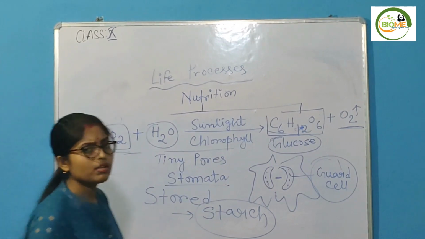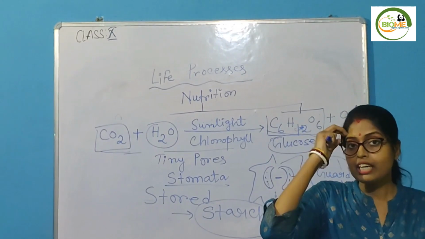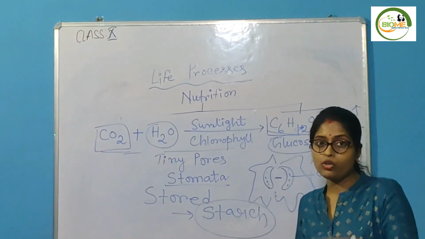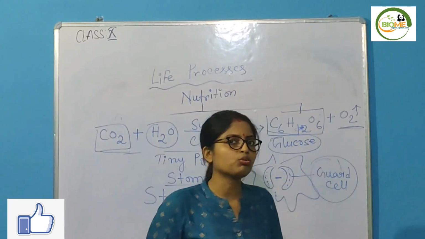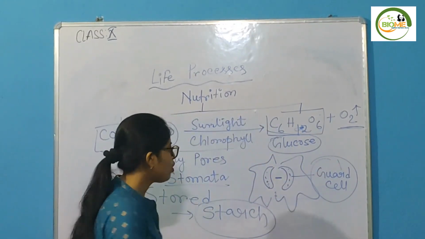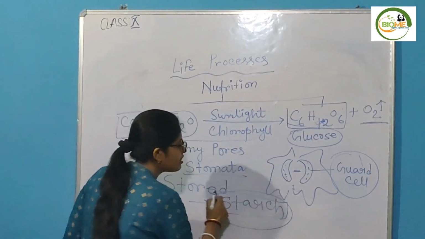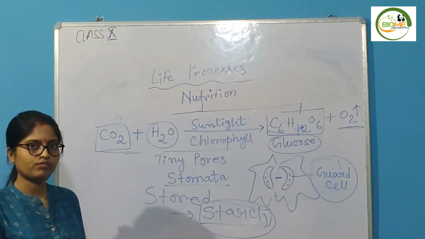So suppose, with a potato in the lower classes, you already did this experiment. You slice the potato and put some iodine solution on it. It converts into a blue-black color. Why? Because of the presence of starch.